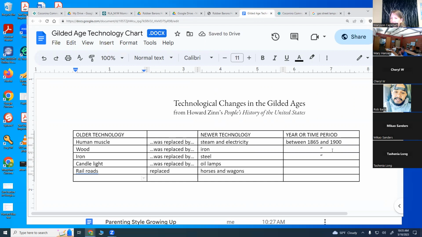So I think these are all the same dates. That's what this little mark means, right? Ditto is actually what it means. Marianne, weren't horses and wagons replaced by railroads? Oh, yeah, was replaced by, thank you.